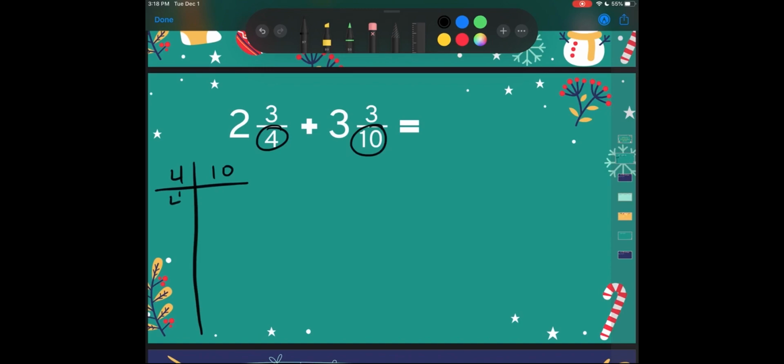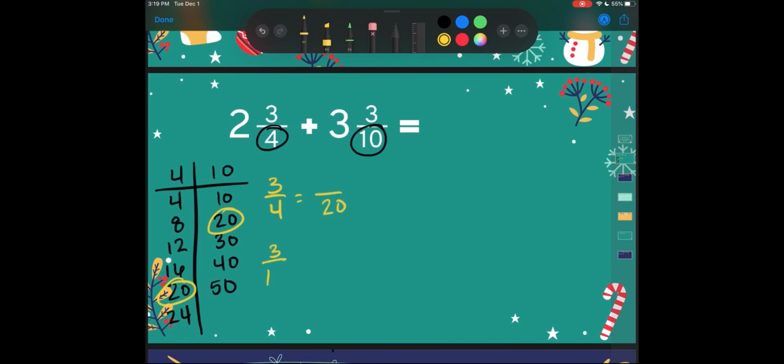So skip counting by 4 is going to be 4, 8, 12, 16, oh, not 18, I started counting by 2. 20. And then 24. 10 is going to be 10, 20, 30, 40, 50. So looking at that, their least common denominator is going to be 20 because it's the first one that they both share. So you can turn 3/4 into 20ths and then 3/10 into 20ths.